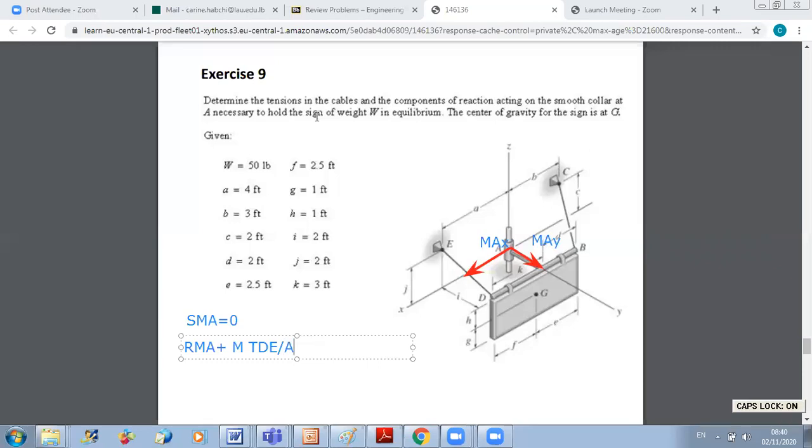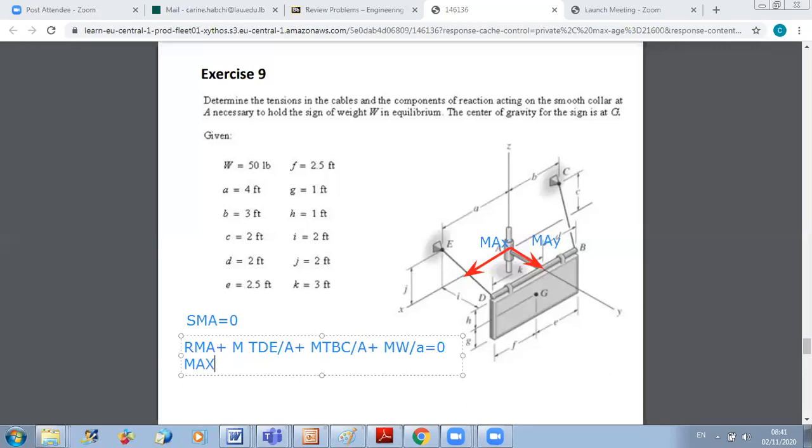And plus moment of TBC about A. And plus moment of the weight about A, equals 0. Now I will express the moment of each force. So now, instead of reaction moment about A, I will write the components.